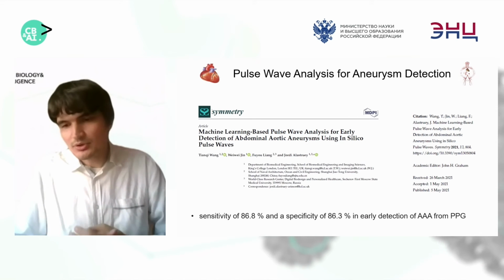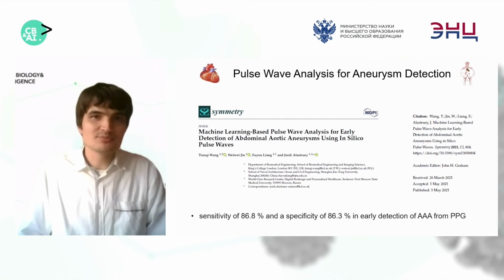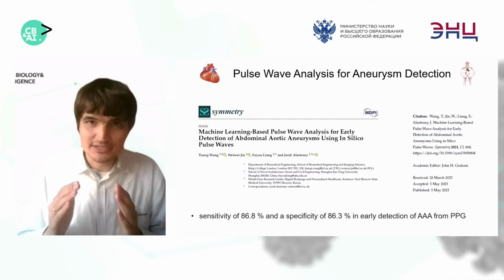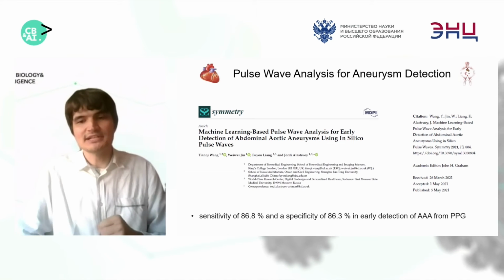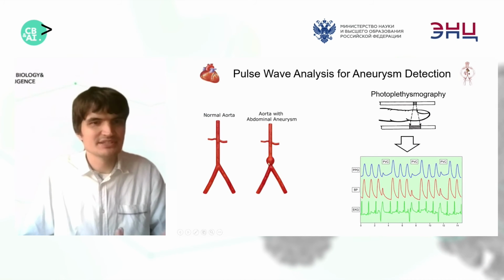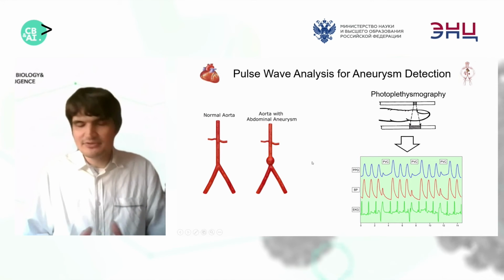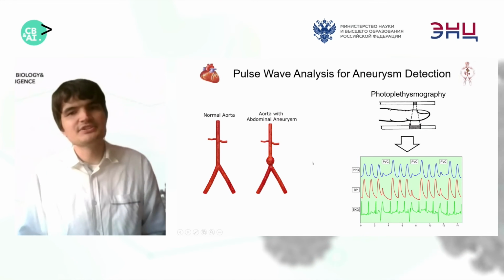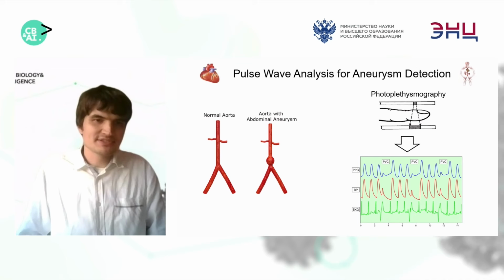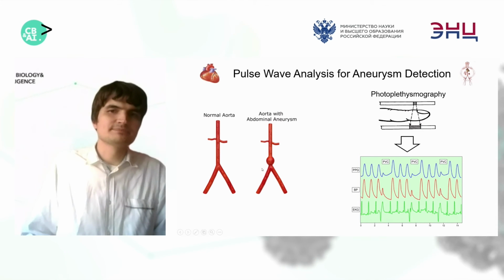This is an example of work from King's College London and Shanghai Jiaotong University. In this work, they tried to detect aneurysm from pulse wave analysis. Aortic aneurysm is an inflammation like this of the aorta. This can be very dangerous, especially in later stages. And the problem is that in the early stages, it's very hard to detect it.